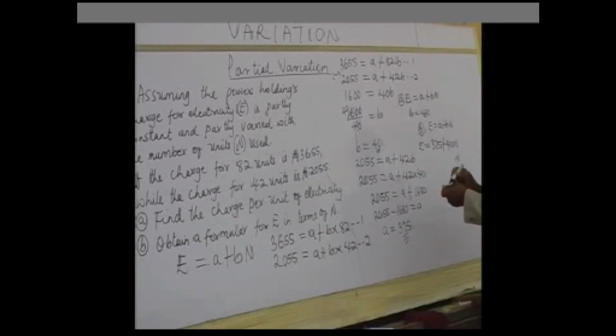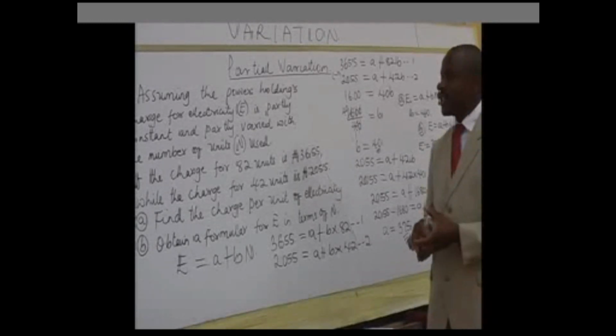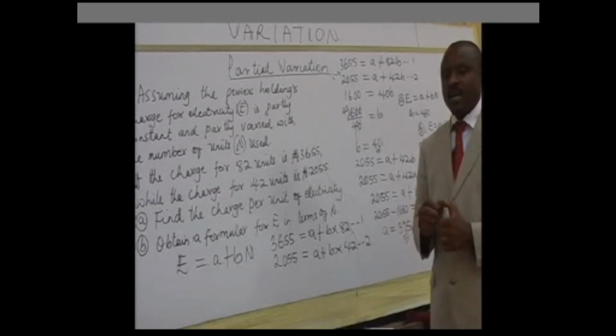And that has brought us to the end of the fifth question on partial variation, which ends our discussion both on partial variation as a sub-topic and variation itself as a prime topic.